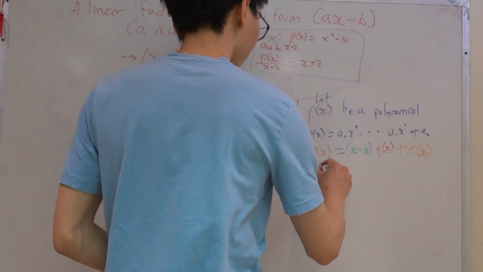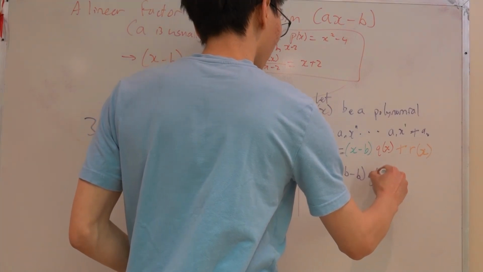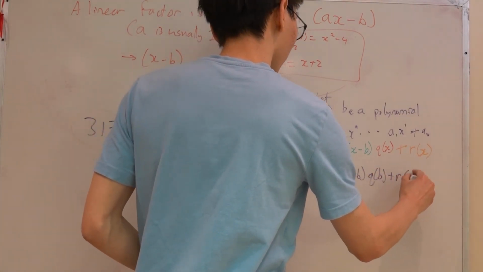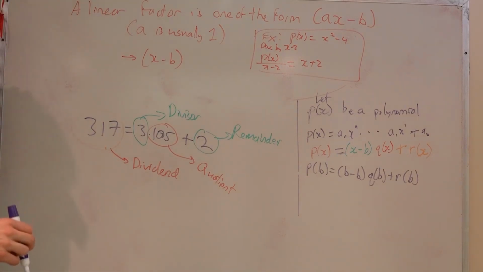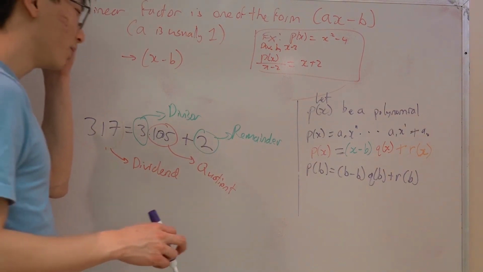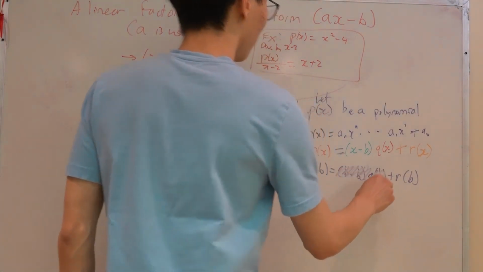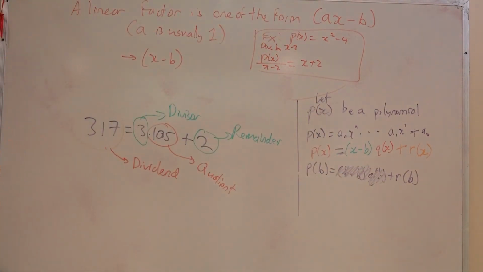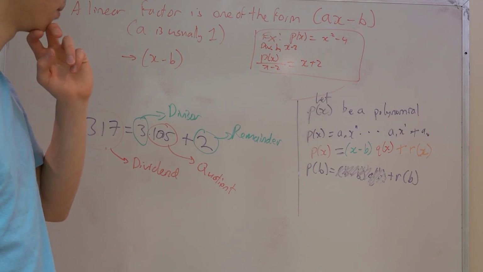P of b is equal to b minus b times q of b plus r of b, because you have to substitute in b for everything, right? But b minus b is 0, and 0 times something is just 0. So this whole thing is going to disappear, and you're left with p of b is equal to r of b. Well, that's very strange.